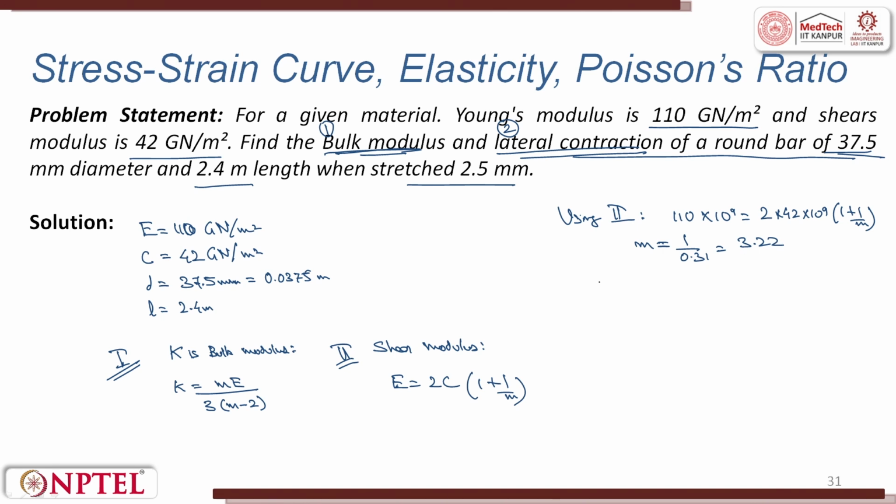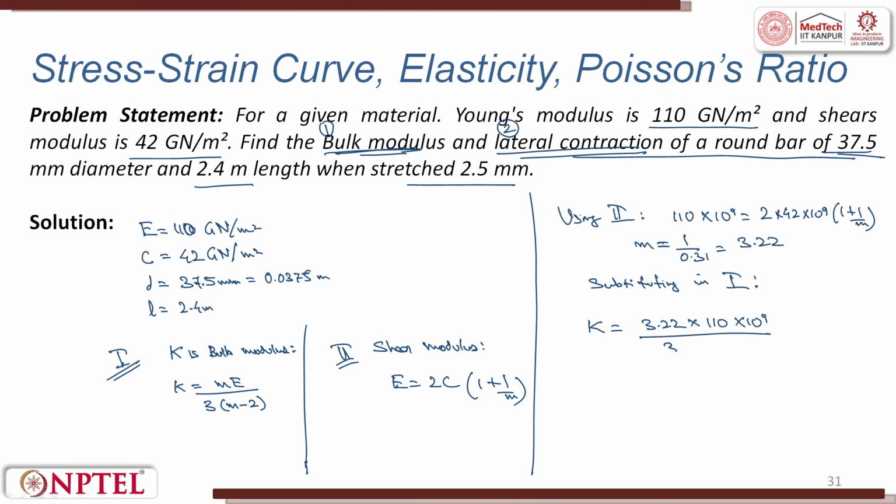Now substituting the value of M in relation 1, I got it here. K is equal to the value of M, that is 3.22, into E. Value of E is 110 into 10 raised to power 9, by 3 into (M minus 2), that is 3.22 minus 2. This is equal to 96.77 giganewtons per meter square. So, I have gotten the value of the bulk modulus.